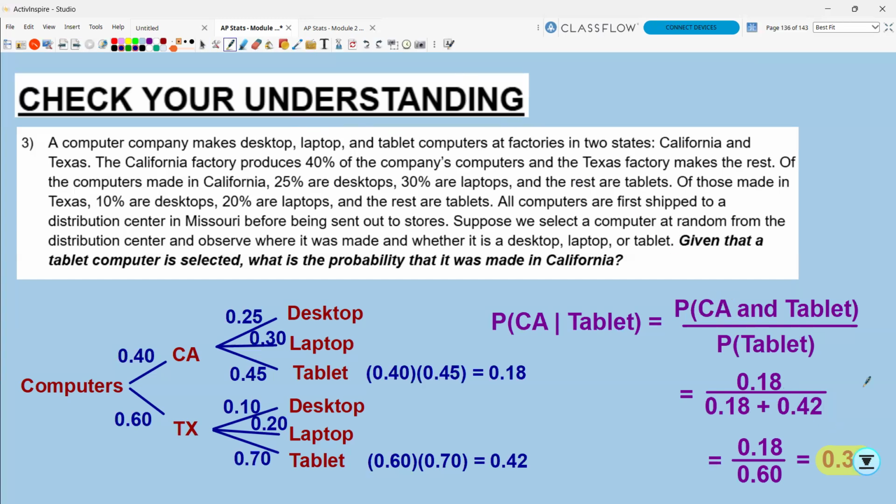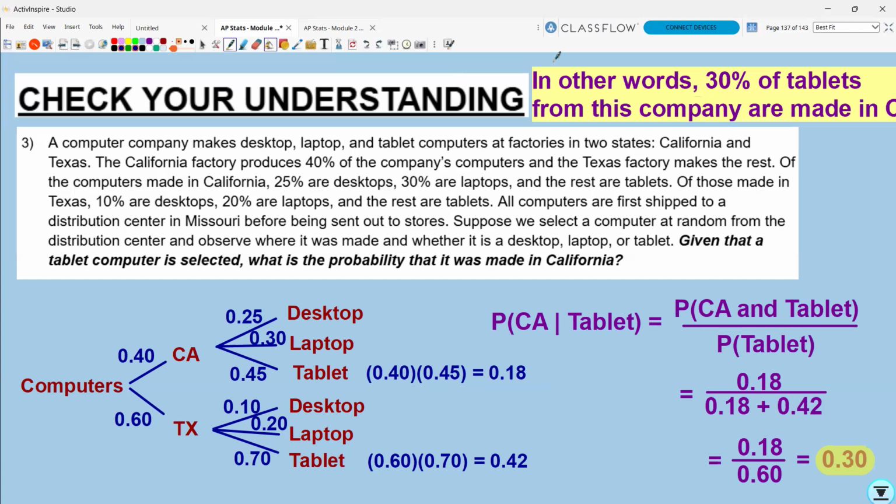what's the probability that it is going to be made in California, given that it's a tablet computer? Well, we're given that it's a tablet computer. We're given these two numbers here. That's your denominator. The numerator is just going to be which one is from California. It's going to be that 0.18. So 0.18 divided by the 0.18 plus the 0.42 is 0.18 over 0.60. That divides to 0.30. In other words, 30% of the tablets from this company are made in California.